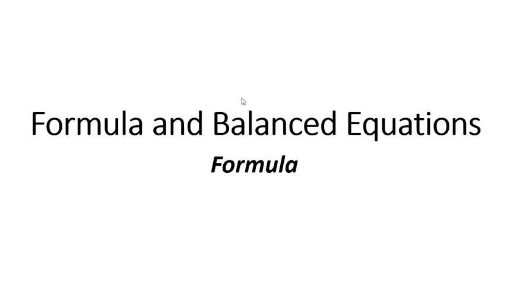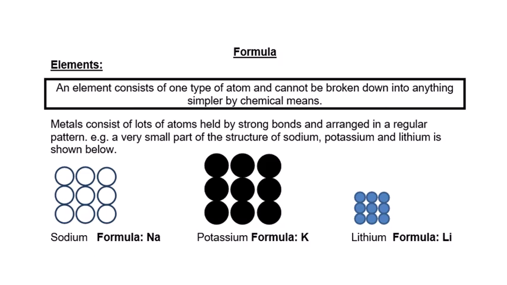In this video, we're going to take a look at formula and then how we use formula to get what we call balanced equations. So the formula, we'll first of all look at the formula of elements. Now, elements, as you may remember, consist of one type of atom and can't be broken into anything simpler by chemical means. So here's a representation of sodium, here's potassium, different size of atoms, and they've got a slightly different makeup, so that's why we represent them there just with different colors. And then lithium would be again a different size of atom again.